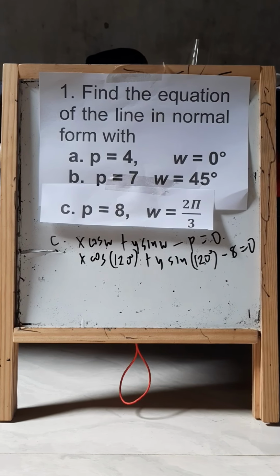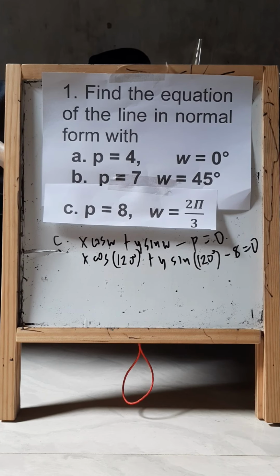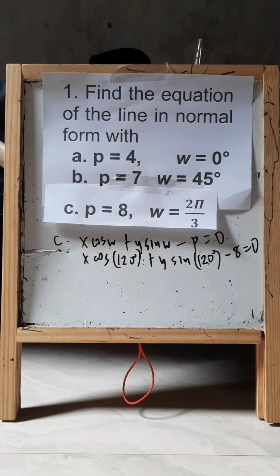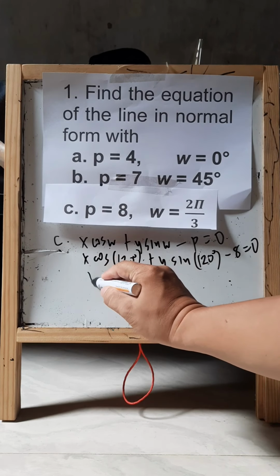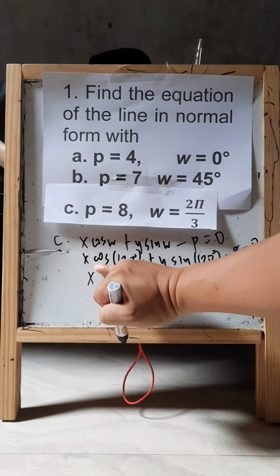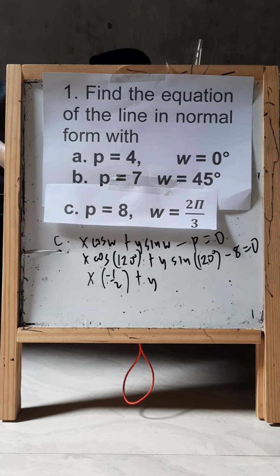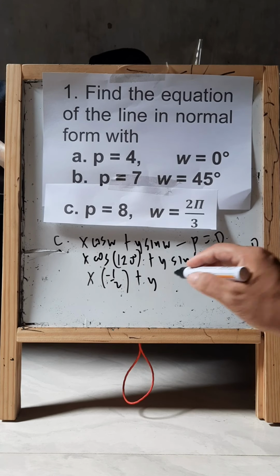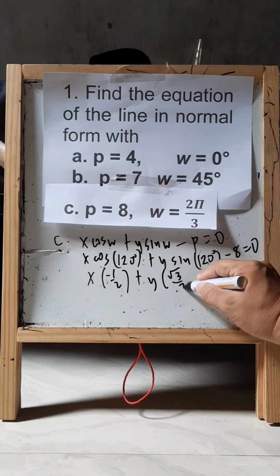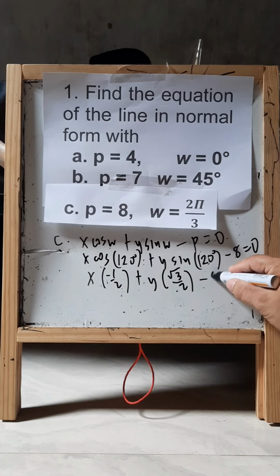Okay, let's continue. What's the value of cosine 120? Using your calculator, press cosine 120. That's equal to negative 1/2. How about sine 120? Press sine, then 120 in your calculator. It's equivalent to square root of 3 over 2, minus 8 is equal to 0.